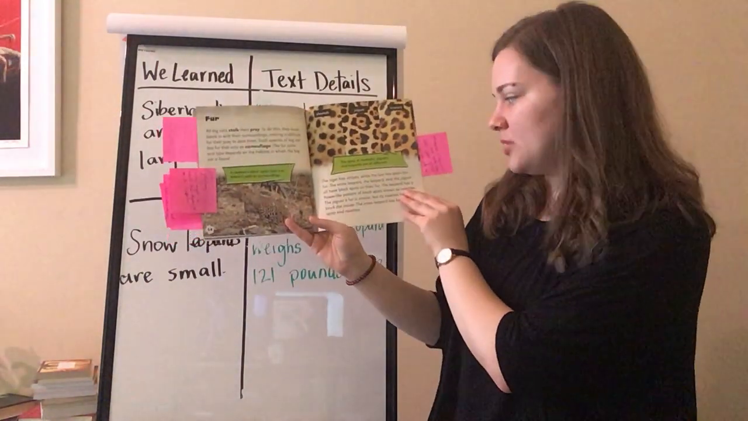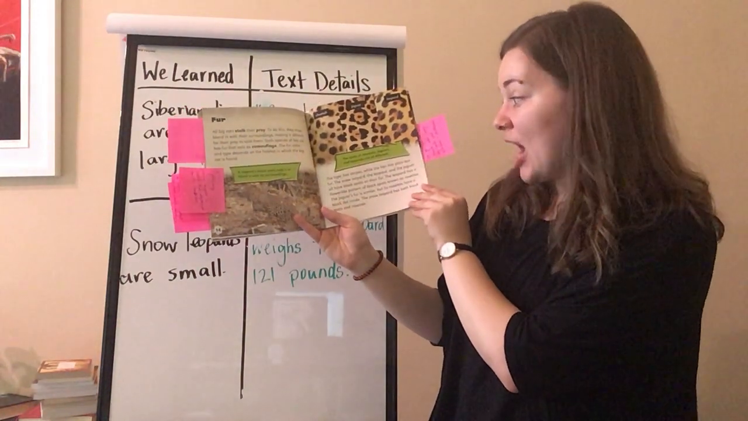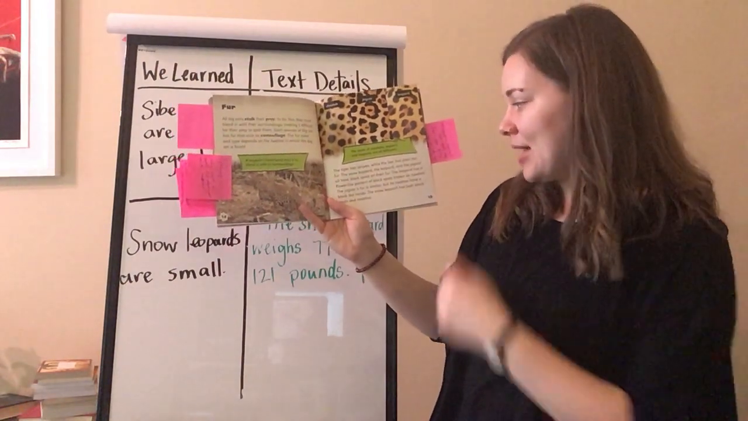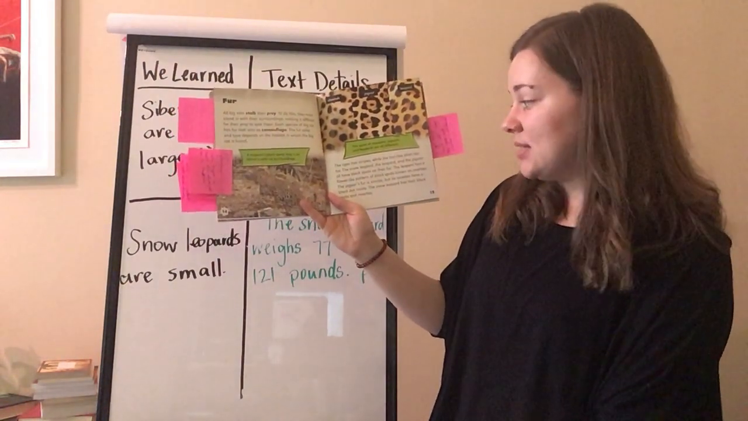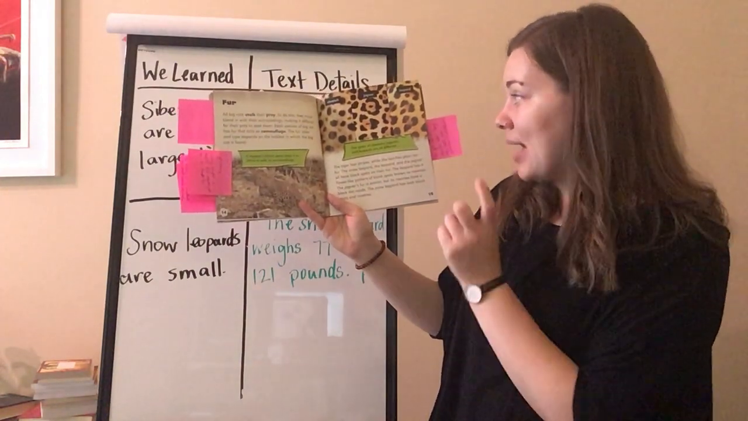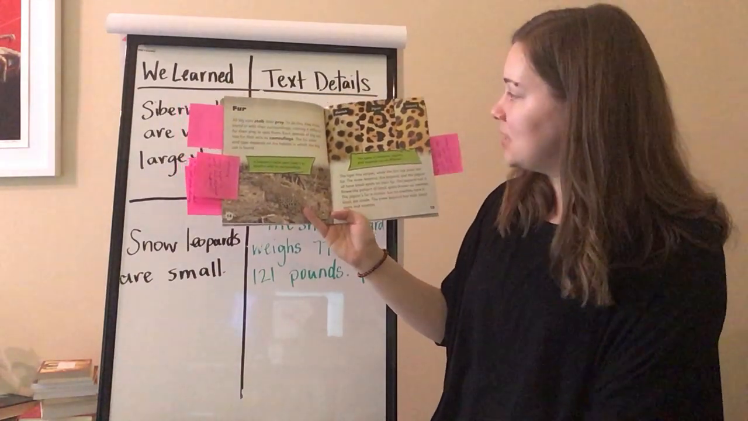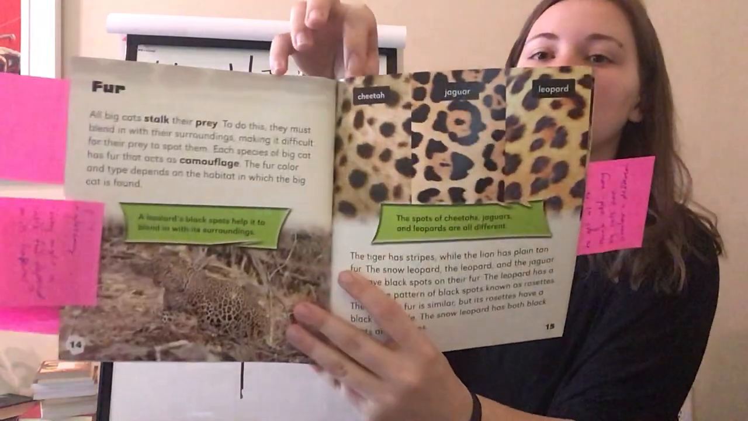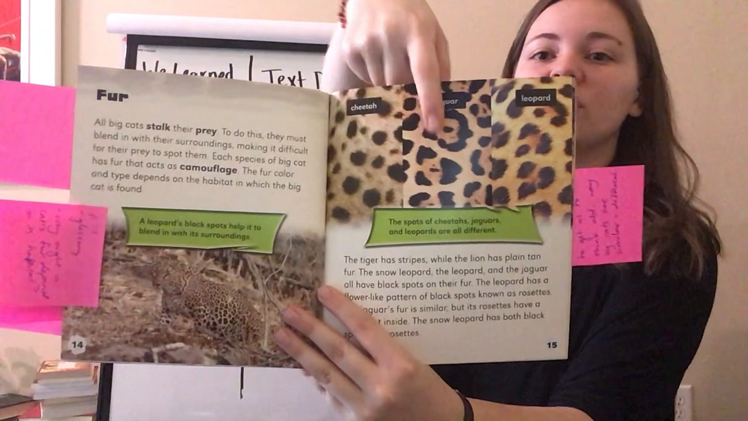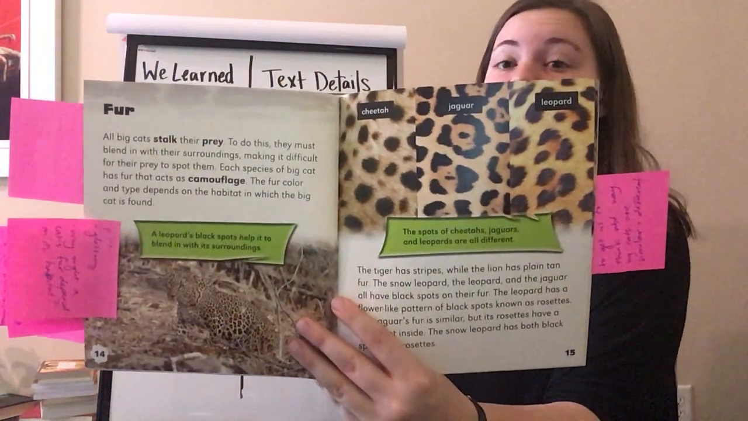That's another difference between big cats. The tiger has stripes, while the lion has plain tan fur. The snow leopard and the jaguar all have black spots on their fur. The leopard has a flower-like pattern of black spots known as rosettes. The jaguar's fur is similar, but its rosettes have a black dot inside. The snow leopard has both black spots and rosettes. You can notice here the difference between a cheetah, a jaguar, and a leopard. You can tell they're slightly different depending on where they need to live. So this is yet again another difference between big cats.